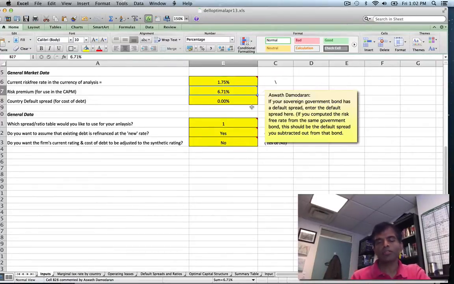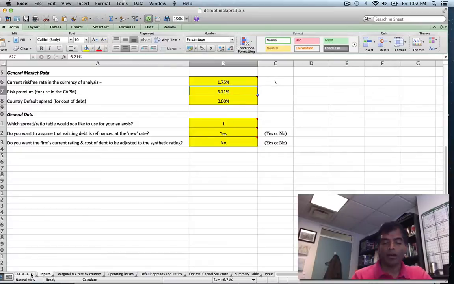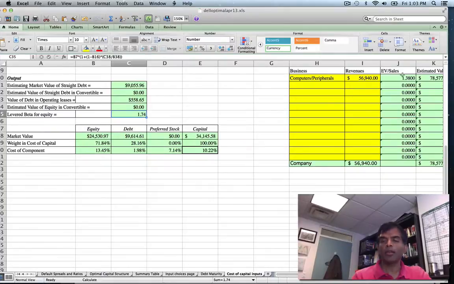Then the next question I ask you is for the equity risk premium. Now, I could be sloppy and just use the equity risk premium of the country in which the company is incorporated, which for Dell would be the US. But I decided to do it right by breaking down their revenues.